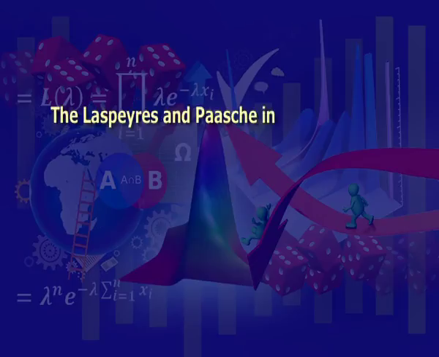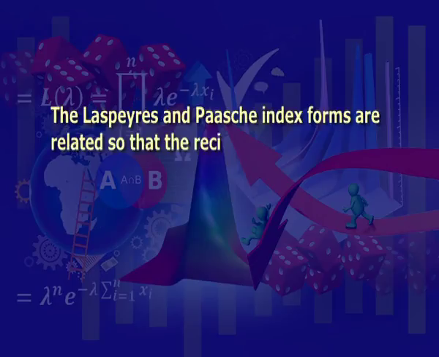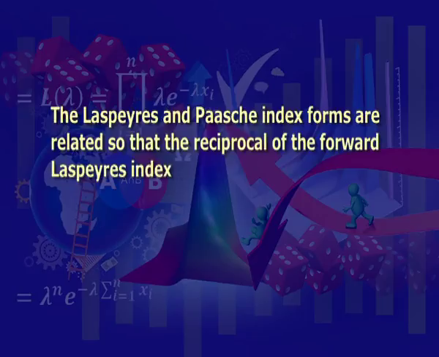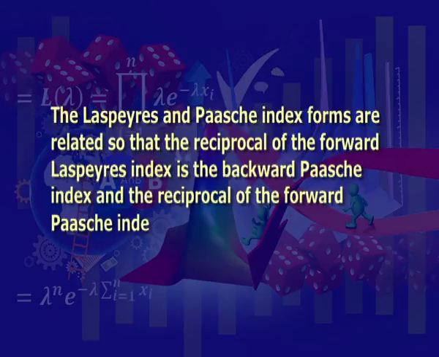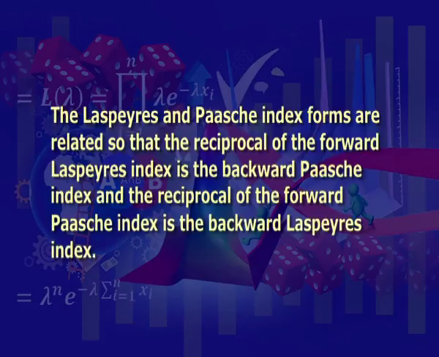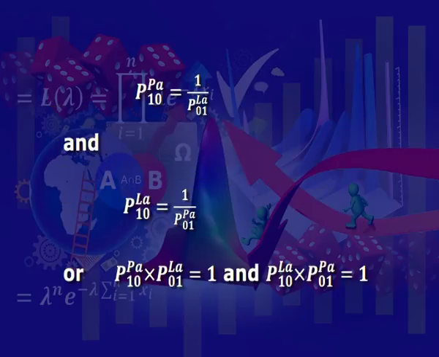Second, the Laspeyres and Paasche index forms are related so that the reciprocal of the forward Laspeyres index is the backward Paasche index, and the reciprocal of the forward Paasche index is the backward Laspeyres index. That means P10 PA equal to 1 upon P01 LA and P10 LA equal to 1 upon P01 PA, or P10 PA multiplied by P01 LA equal to 1 and P10 LA into P01 PA equal to 1.